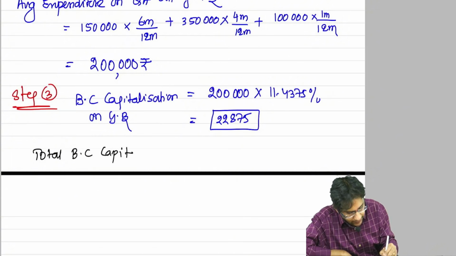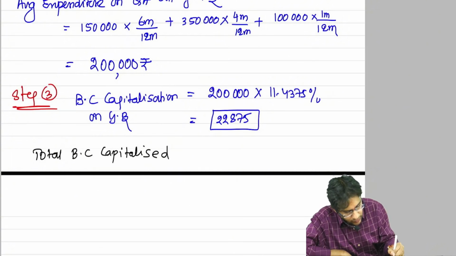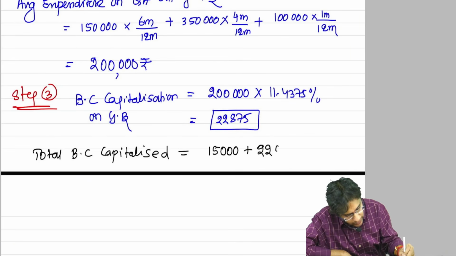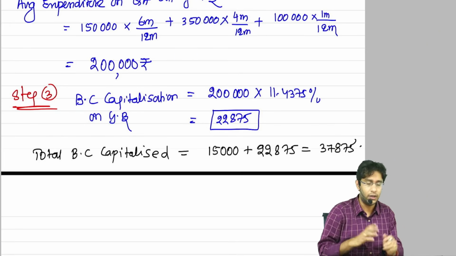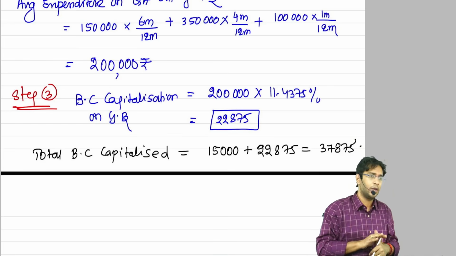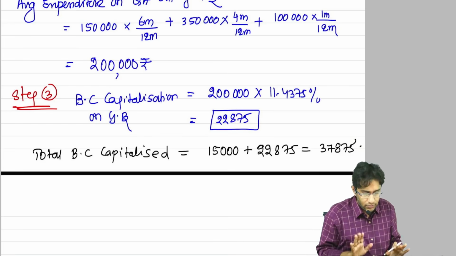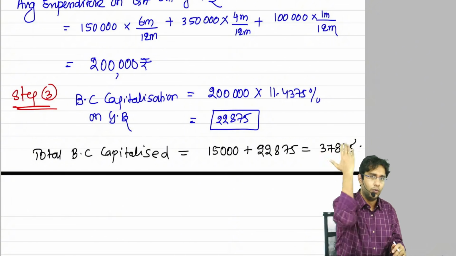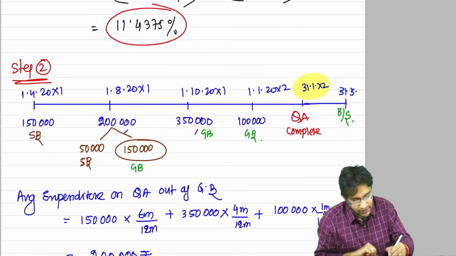That's all. So, total borrowing cost capitalized is equal to 15,000 specific, 22,875 general, 37,875. The correct final answer, sir. If you are confused, don't follow steps, directly go. But remember, this is your cutoff point.